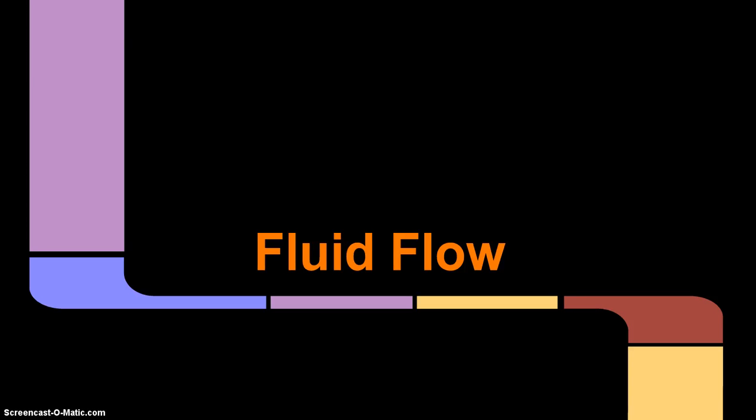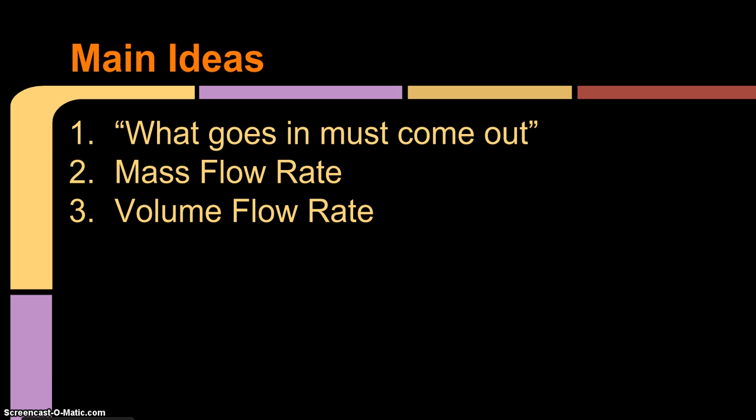Hello guys, today we're going to be discussing fluid flow continuity. Fluid flow continuity is primarily based on the equation of continuity. The equation of continuity says that if a fluid enters one end of a pipe, it must exit through that same pipe regardless of the area change. Basically, the equation states what goes in must come out.